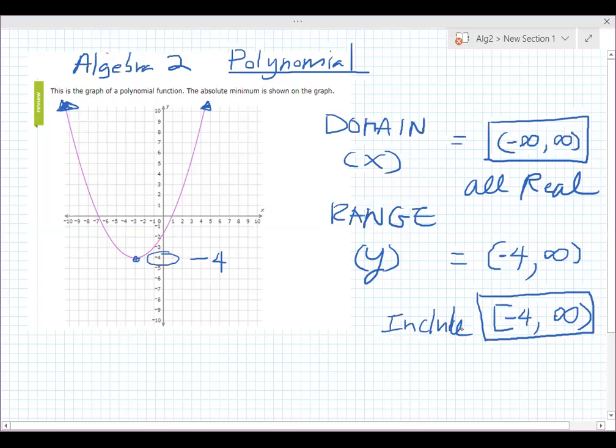So I hope this helps. Remember, check your notebook for notes because this is a review that we learned before with regards to the domain and range of polynomials. So I'll see you guys in the next video.